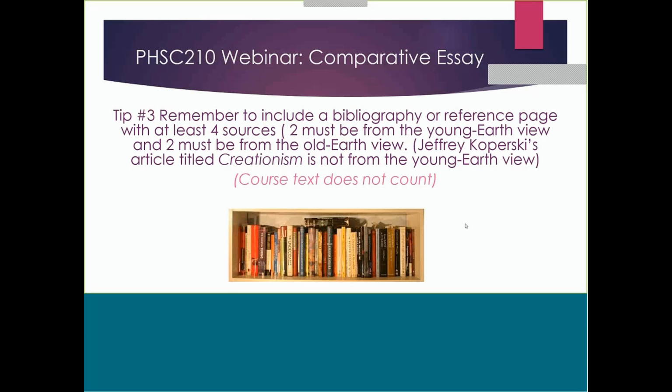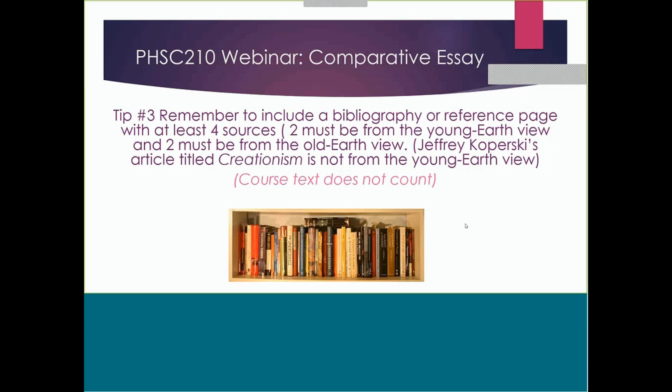Tip number 3, remember to include a bibliography or reference page with at least 4 sources. And some of the instructors that gave me feedback on this assignment are requesting more than 4 sources, because they find that students seem to do better if they include more than 4 sources. But the requirement for the paper is that there need to be at least 4 sources. 2 must be from the Young Earth View, and 2 must be from the Old Earth View.